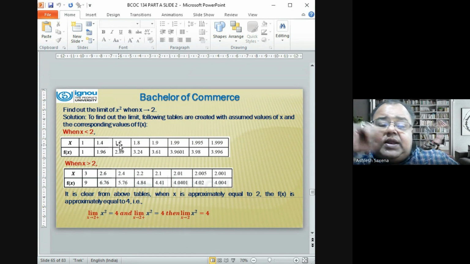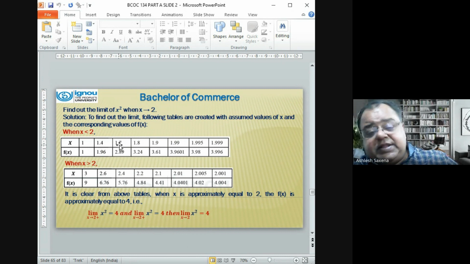You can see that it is increasing. From 1.99 it is 3.96. And for 1.995 it is 3.98. And for 1.999 it is 3.99. Almost 4. Now we will take a value which is greater than 2. Greater than 2 is 3. 3 becomes 9.